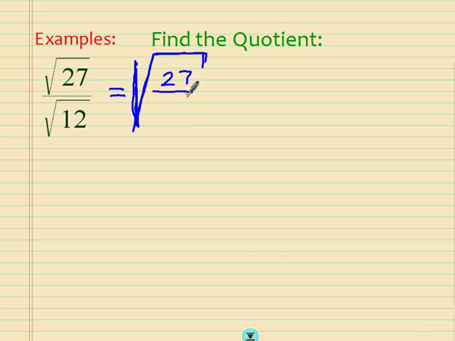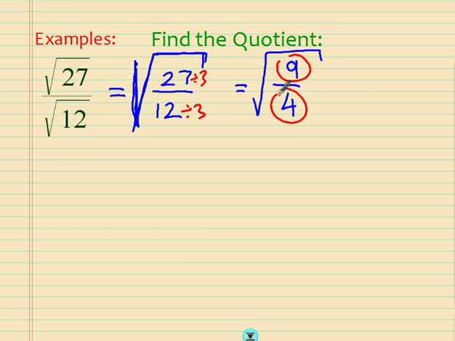27 divided by 12. Before trying to take out perfect squares, let's try to simplify this fraction first. 27 can be divided by 3 and 12 can be divided by 3. We can rewrite this problem as 9 over 4. Now we can identify perfect squares and then we can write our final answer. Square root of 9 is 3, square root of 4 is 2. It turns out that our answer did not have any remaining square root expressions, so our final answer is 3 over 2.